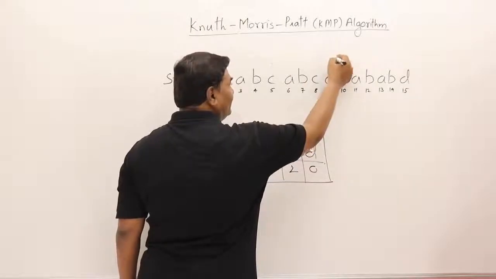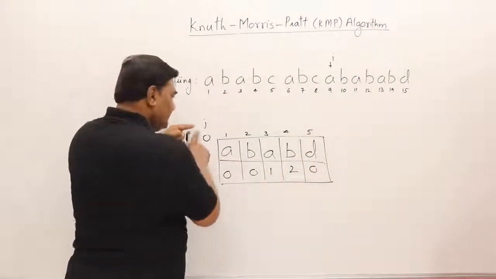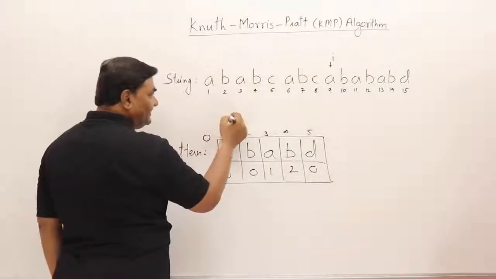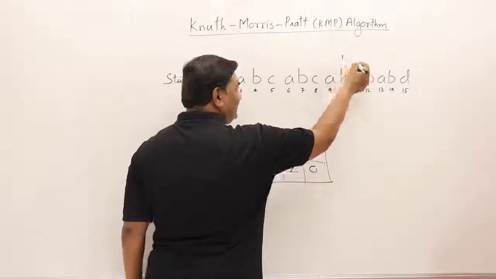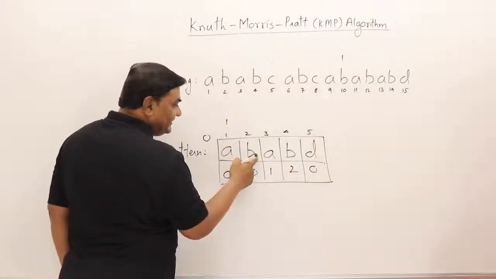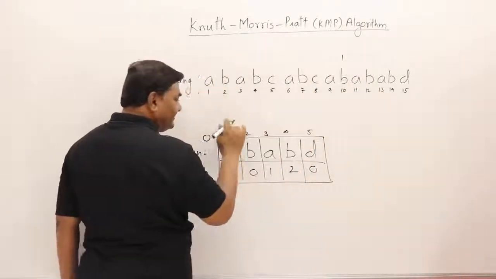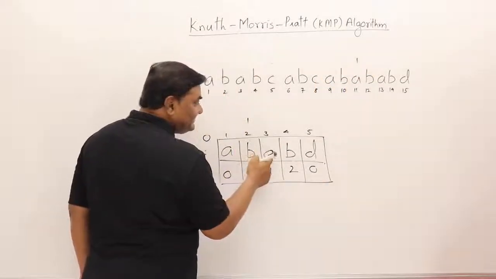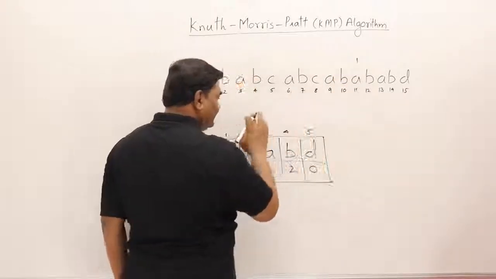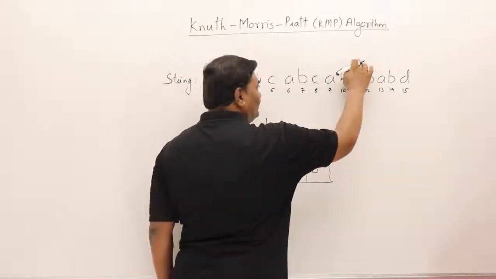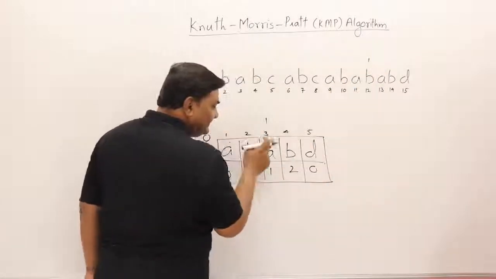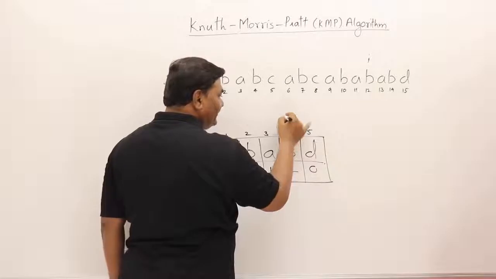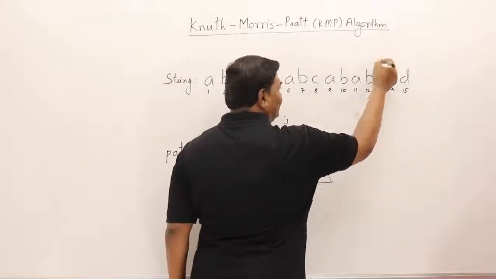Now this part you observe carefully. J plus 1 A, I, this is matching. Move J, move I. Just I'll mark here. Now J plus 1 is B and I, they are matching. So move J and move I. J plus 1 is A and I is A, matching. So move J and move I. J plus 1, that is B and I, they are matching. So move J and move I.